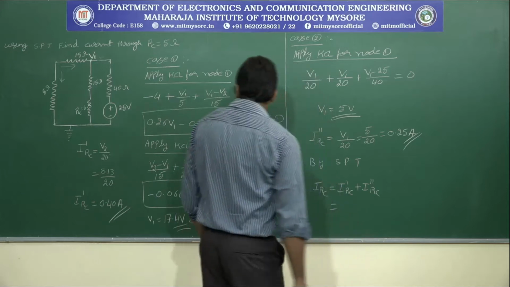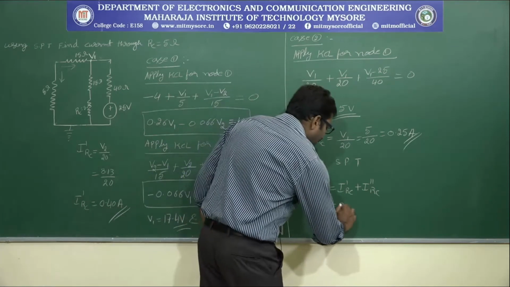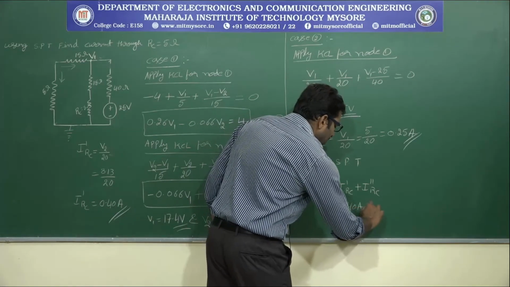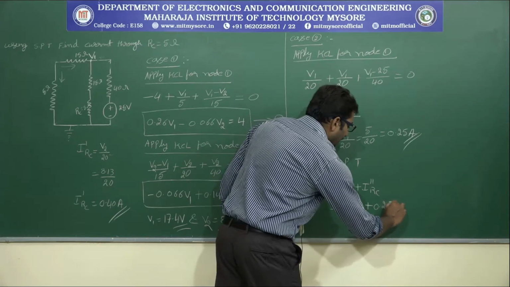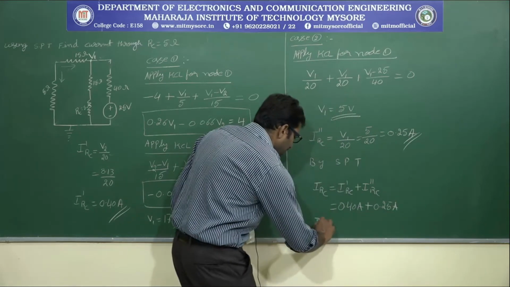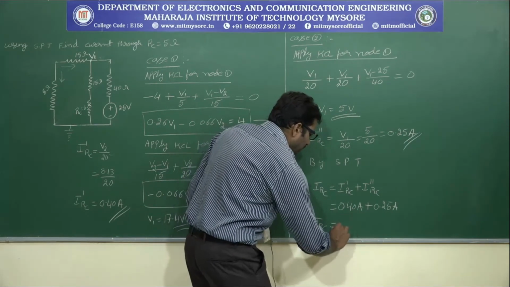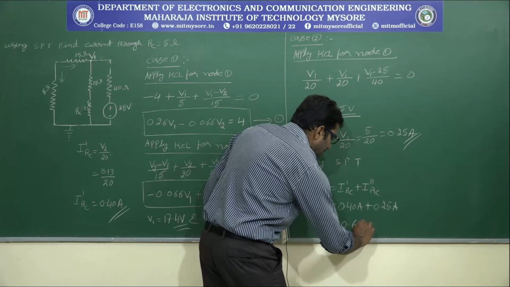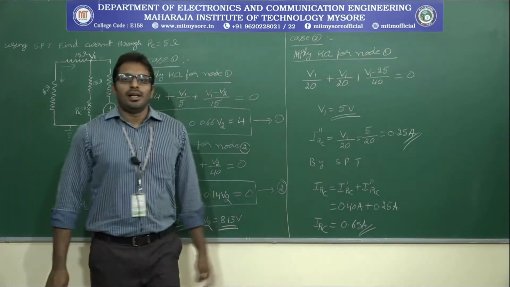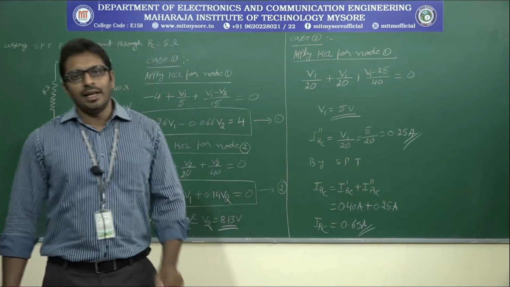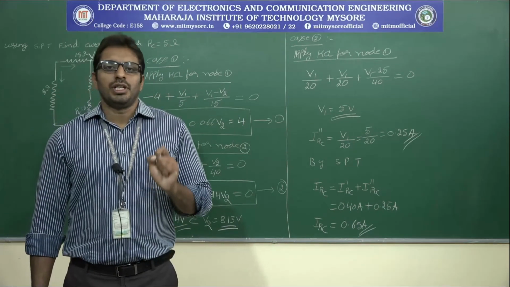Therefore, what is the current in the first case? 0.40 amps. Current in the second case, 0.25 amps. So, by adding these two by the superposition theorem, 0.65 amps. So, this is the total response across RC by using the superposition theorem.